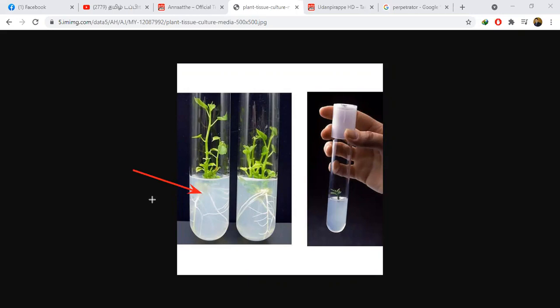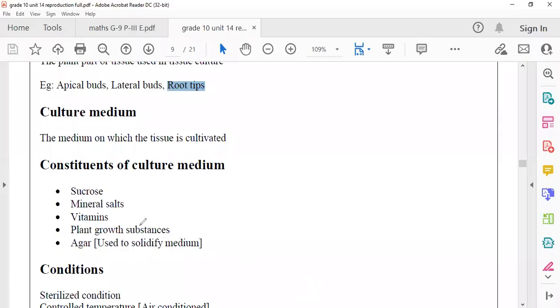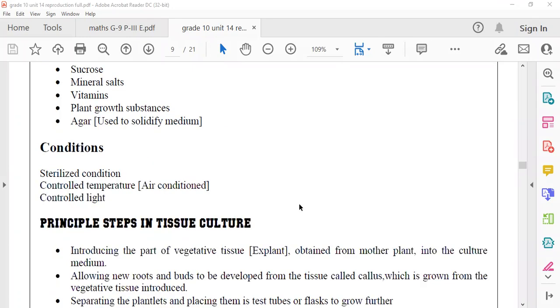If you consider the culture medium, there will be various ingredients. There will be sucrose, minerals, salts, vitamins, plant growth substances, and there will be a carbohydrate called agar to make that medium solid. Further, we keep this.